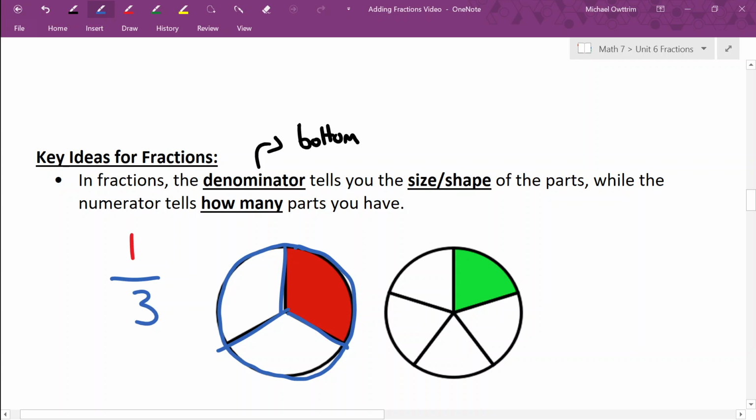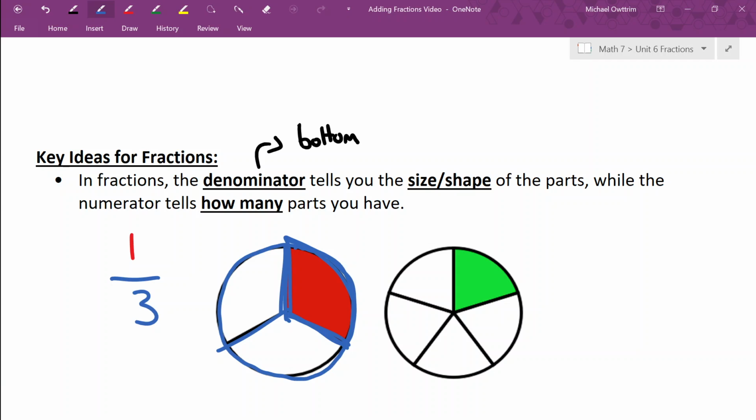Each of those parts is shaped like this shape here. That is our shape of thirds. The top of that fraction tells me how many parts I have. So I've got 1 shaded in there out of my 3 total parts. So 1 out of 3, or 1/3, is this drawing here.